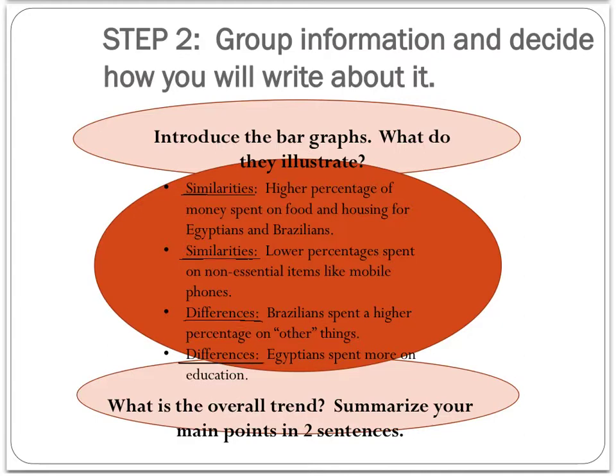I want to compare and contrast the two bar charts. I don't want to talk about each bar on its own. Similarities between Brazil and Egypt is that a higher percentage of money is spent on food and housing for both Egyptians and Brazilians. Another similarity is that the lower percentage of money is spent on non-essential items like mobile phones.